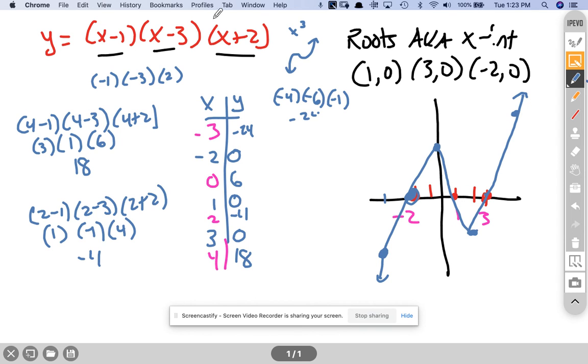Okay? So using what we know about roots and x-intercepts, we can plot the points, find the whole story, plug them in, and connect your dots, and there's a more accurate shape.